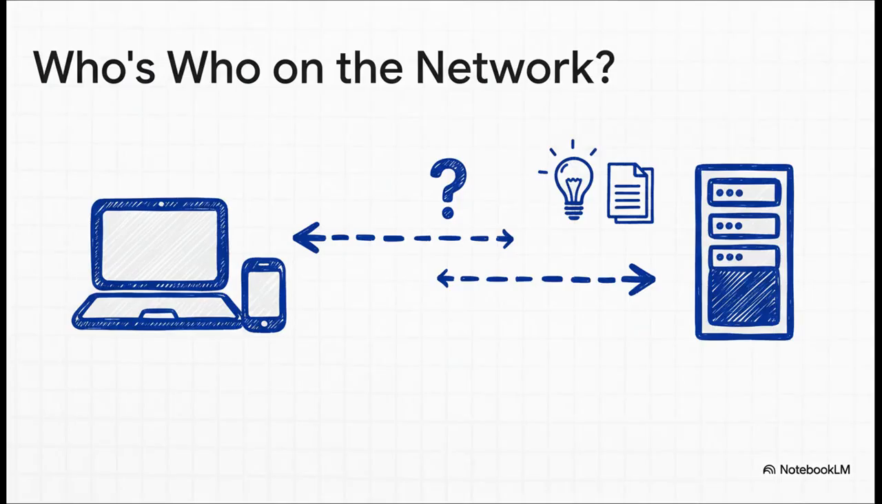On this digital superhighway, there are really two main characters in our story. There's your device, your computer, your phone. We call that the client. It's the one asking for information. And then there's the server. That's the powerful computer that has the information you want. This whole setup is called the client-server model, and it's what makes the internet work so well.